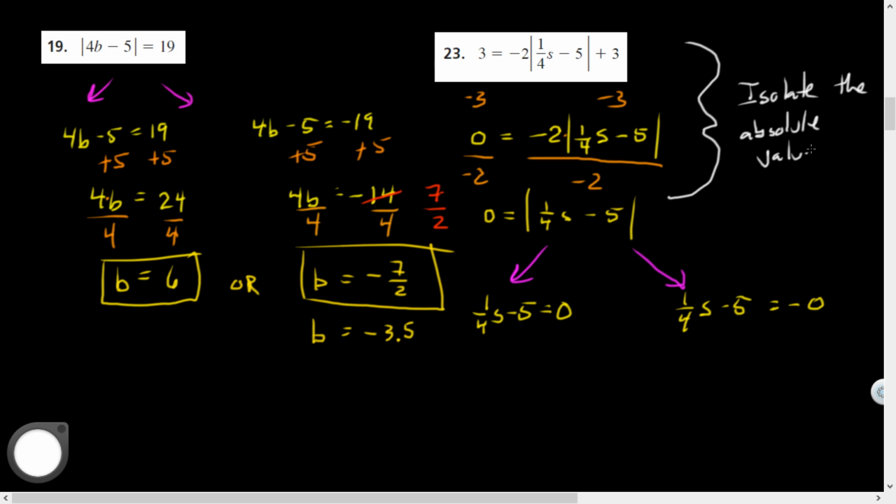Okay? Isolate the absolute value. Get it by itself is what we're doing here. All right? Another thing that you have to be concerned about with absolute value, I don't think any of these problems have had the issue yet, is that you would have to check for extraneous solutions. Sometimes, even though you did everything right, the solution still doesn't work. So you do have to check for that.